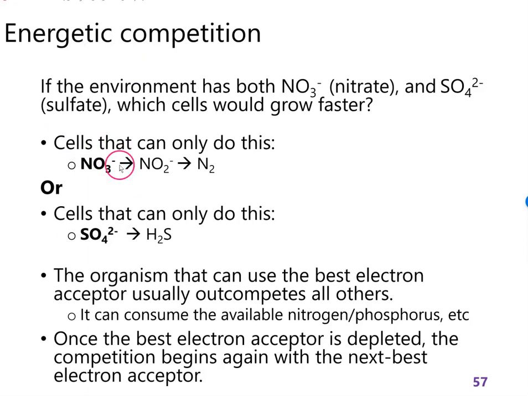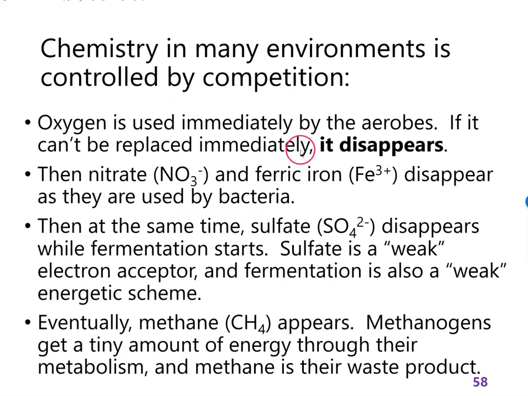And cells will use up all the nitrate and all the other resources. And only once that's gone, and those cells can no longer use up resources, that's when cells that can do sulfate reduction will start to grow. So in the environment, you would see nitrate get used first, and then sulfate. So that's what we see. Oxygen gets used first, then nitrate gets used, then sulfate gets used, if they're all there.